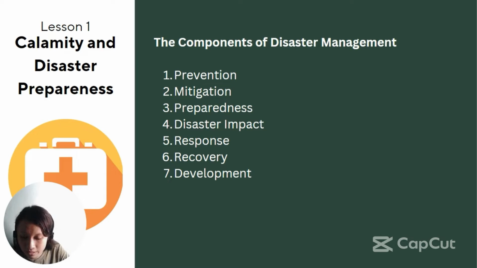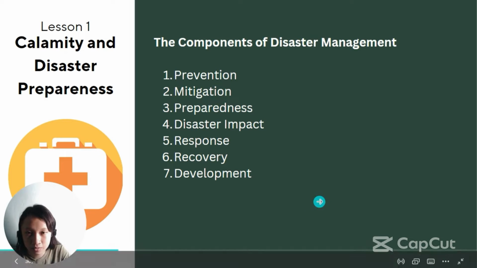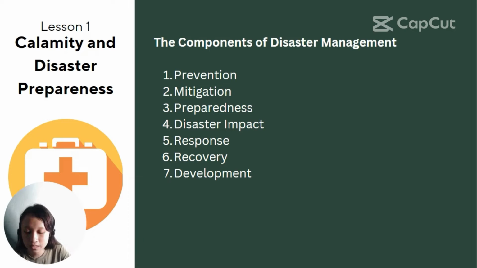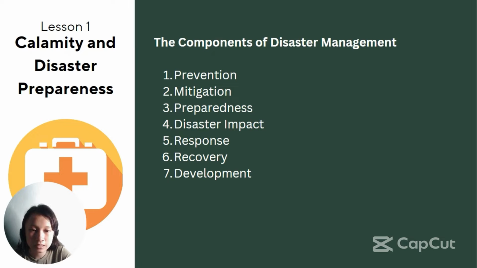Then number 6 is recovery, meaning how to restore the disaster impacts, such as those mentioned in number 4: economic, physical, social, cultural, and environmental. And then number 7 is development. This means that in case a disaster happens, you should develop objectives on how to reduce the effects of any hazards and disasters and prepare for any emergencies.